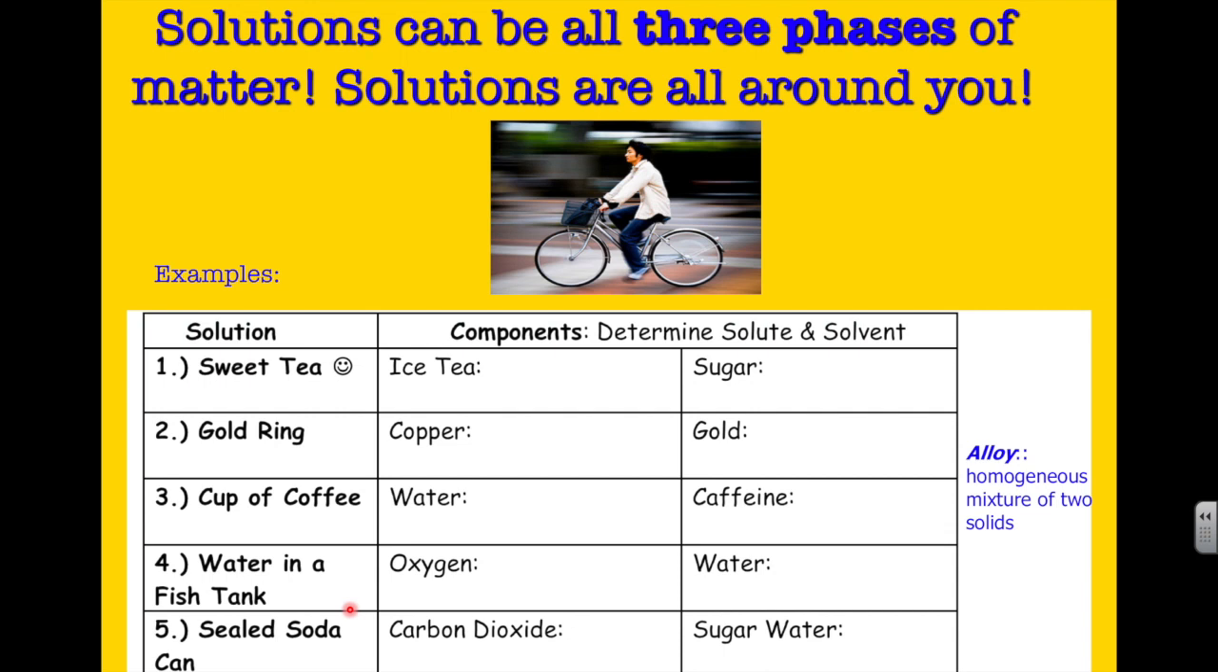So let's see if we can practice this and see if you can see the difference. Solutions can be in all three phases. So let's take a look. If we have sweet tea and it has two components, iced tea and sugar, which one's the solute, which one's the solvent? So sugar is the solute, and the iced tea is the solvent. That's because the sugar dissolves in the iced tea.